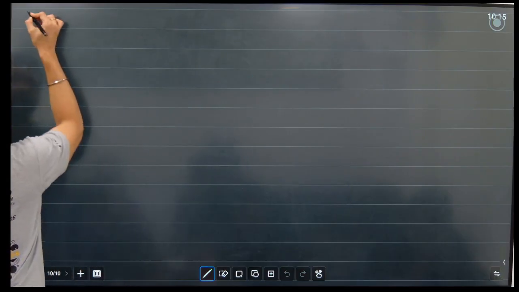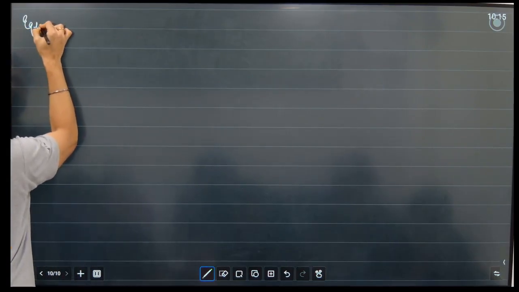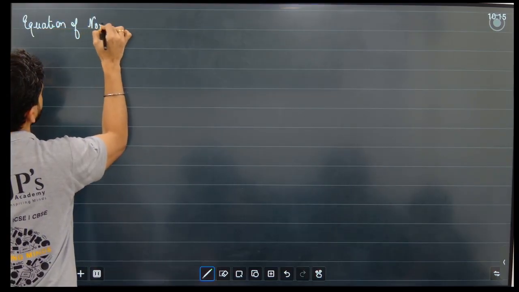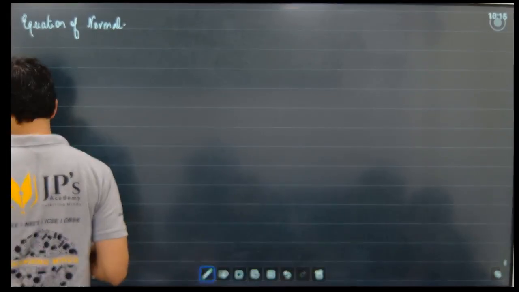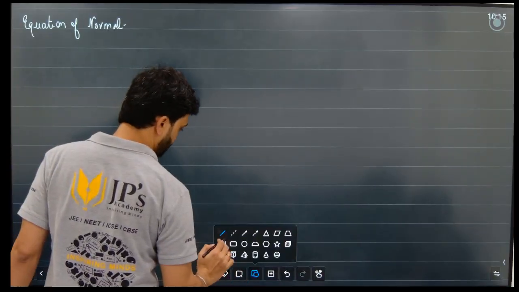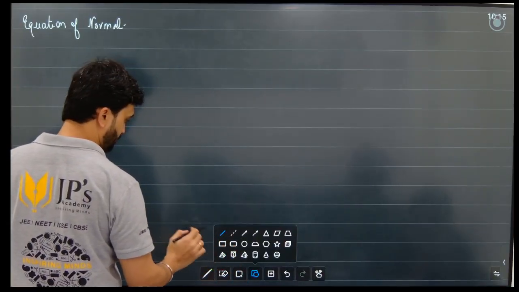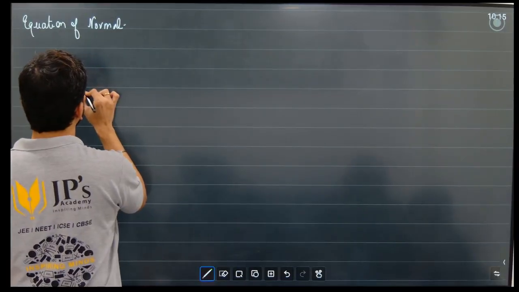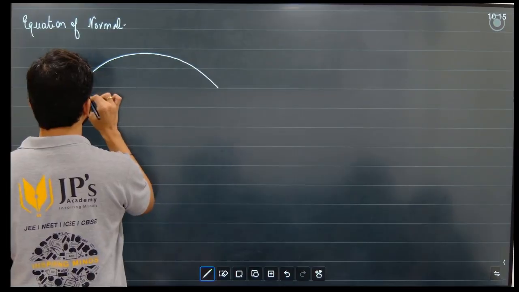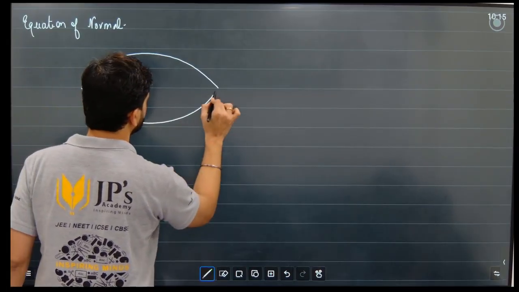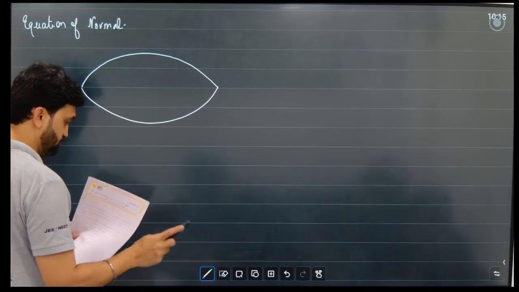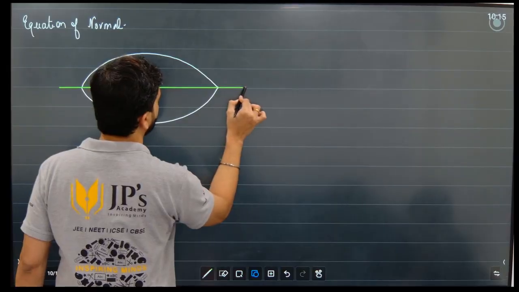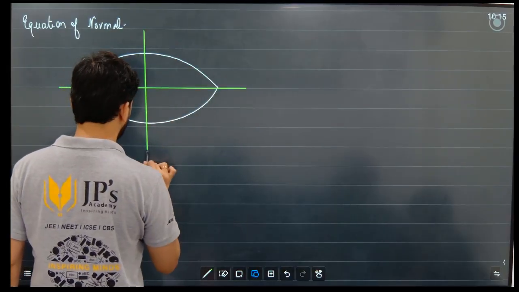Now when I am talking about equation of normal, see we have already written equation of tangent. Okay, on the same lines we are going to take equation of normal. Let's take equation of normal. Now say for example I take, okay, I'll take equation of tangent and equation of normal. If for example यहाँ पे ले लिया ऐसा, इसको ऐसे ले लिया.